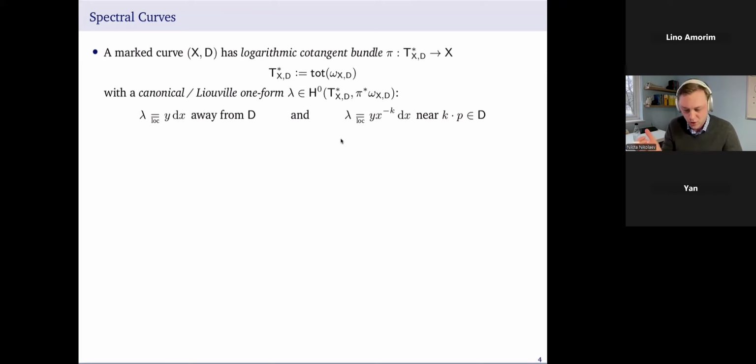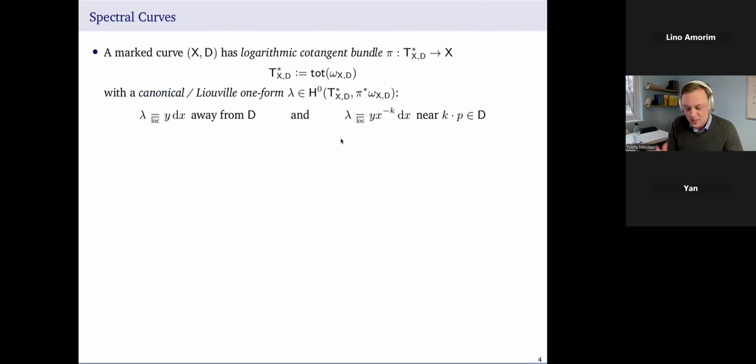Just like in the usual cotangent bundle case, the total space of the cotangent bundle has a one-form. In this case, that one-form is like y dx. Here x is a local coordinate on X, and y is the linear fiber coordinate in the cotangent bundle. If I'm doing this trivialization away from a point in D, then this is just the usual, very familiar formula for the canonical one-form.